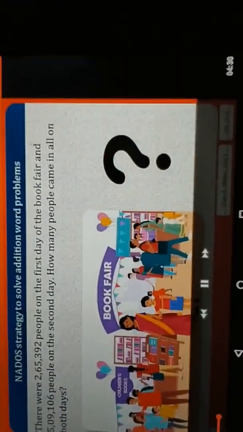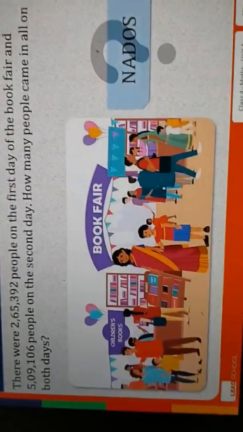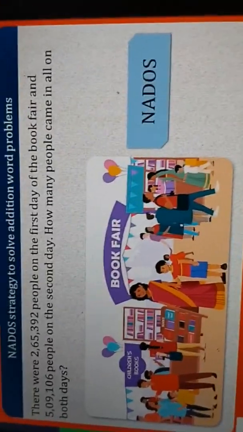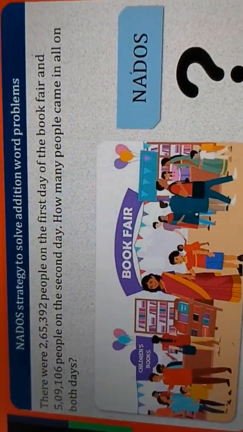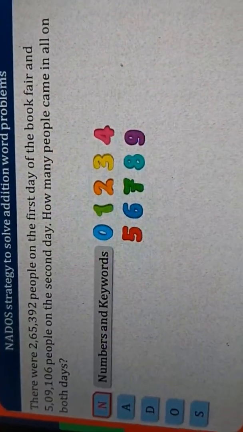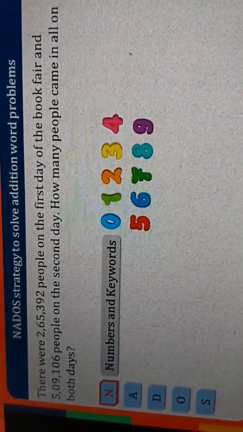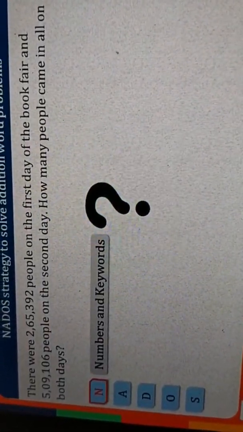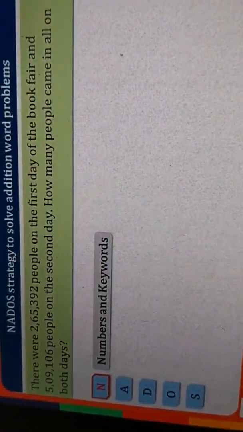Do you recall which strategy we used to solve such word problems? Yes, in class 3 we learnt about narrows strategy. Can we use narrows to solve this word problem? Let's find out. In narrows, N stands for numbers and keywords. Now, where should we look for these numbers and keywords? They are present in the question itself.